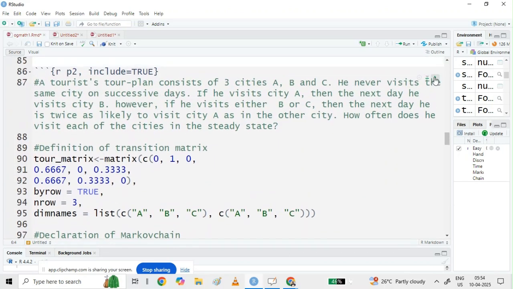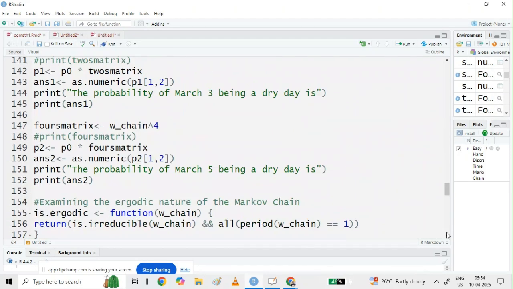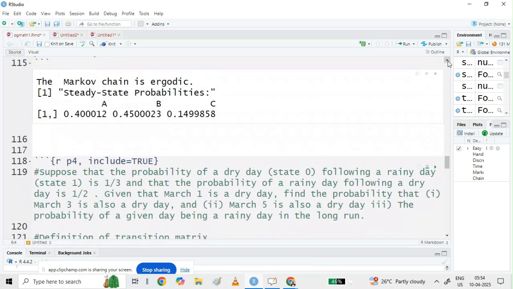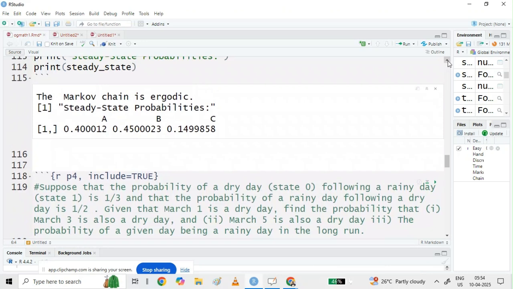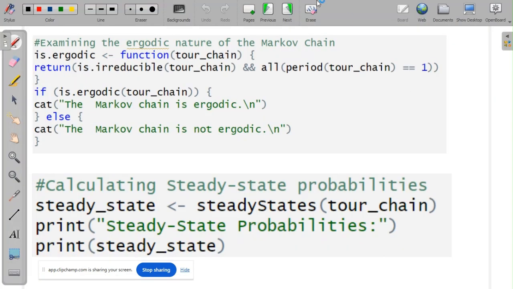Now let's execute this chunk and wait patiently for the answers. The output is here, and we see that RStudio confirms that this Markov chain is ergodic, and the steady state probabilities are 0.40, 0.45, and 0.15. We can recall we found these answers to be 8 by 20, 9 by 20, and 3 by 20, which are the fractional representations of these three decimals. So this program is done. We'll go to the next problem.